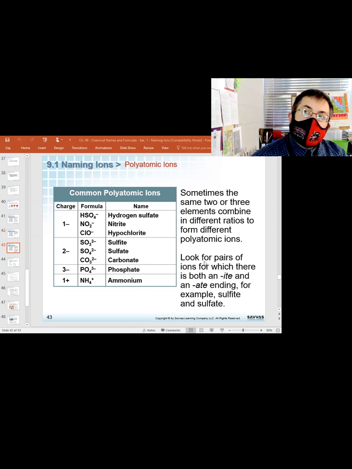So, all right. Look for pairs of ions where there's both an ite and an ate ending, like sulfite, sulfate, nitrite. Nitrate is not listed, but it would be NO3 1 minus. And you'll notice that a lot of times they have the same charge. The sulfs are both 2 minus. The nitrs are 1 minus. All right.